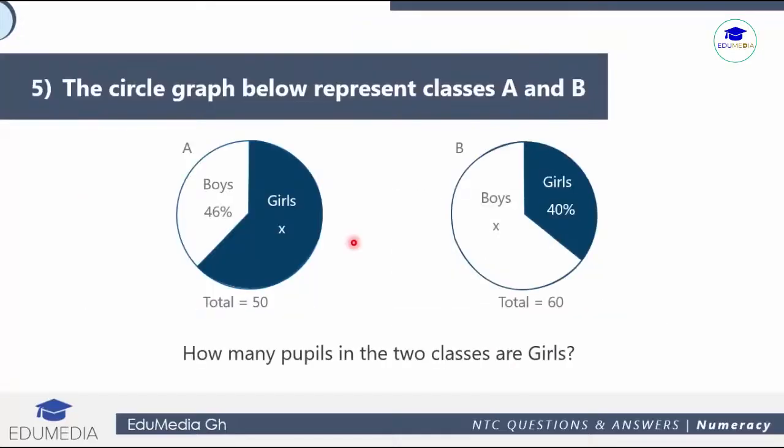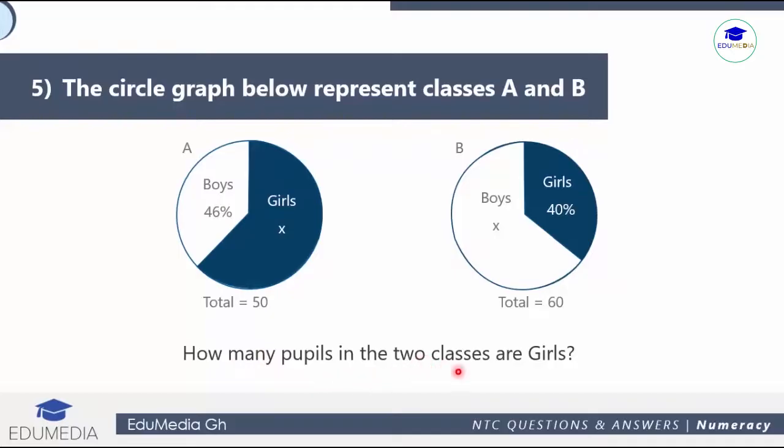The circle graph below represents classes A and B. So we have class A, boys 46%, and then girls X, we don't know the value of girls, and then the total is 50. B also boys X, because we don't know the value of boys, and then girls 40%, so the total here is 60. So the total number of pupils in class B is 60. The question is, how many pupils in the two classes are girls?